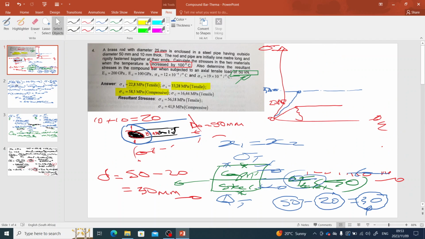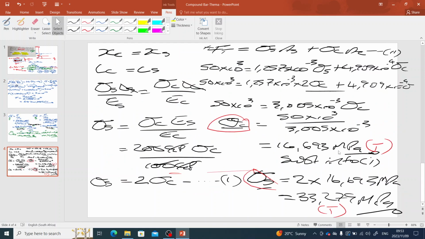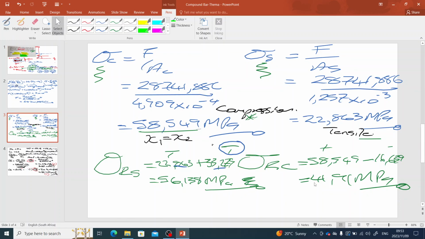Then we got the 16. The 16, we said it is tensile. Where's the 16? There it is. It's a minus. We said it is tensile, while this is a compression. Let's look for the 16 again. There it is. Then let's check the resultant. There it is. We have 56, then we've got 41.9. That's how you calculate. This is how you work out this equation and the resultant stresses.